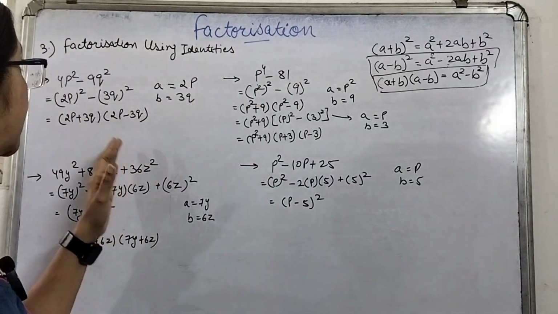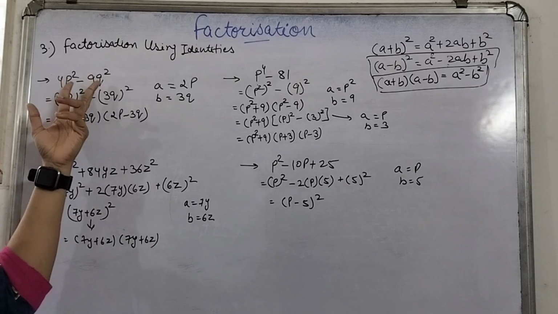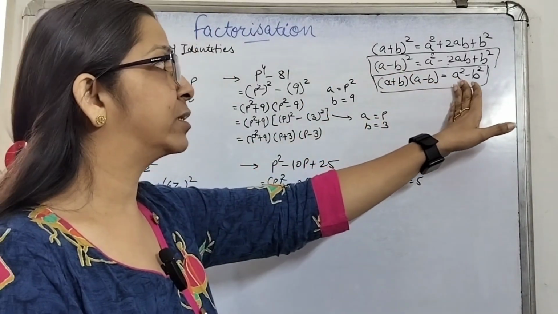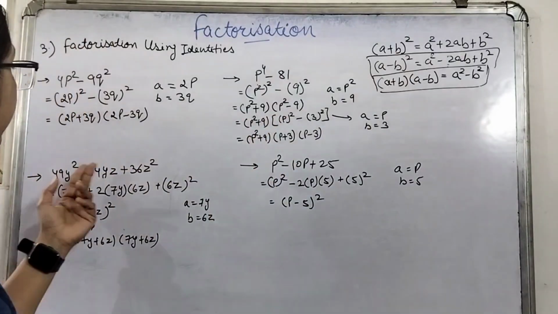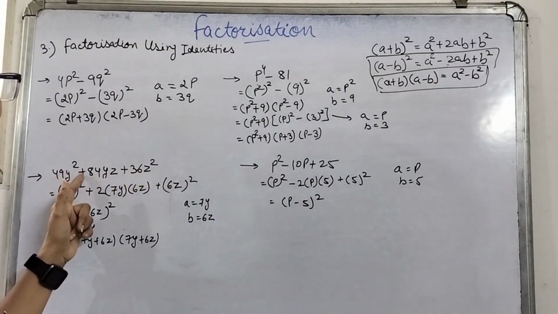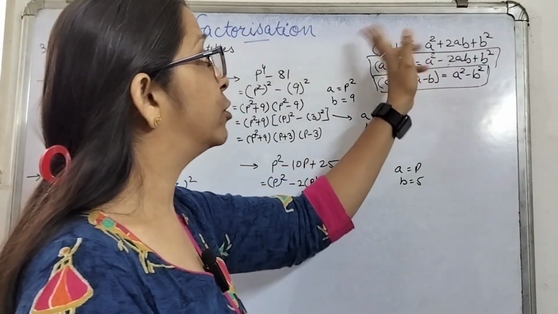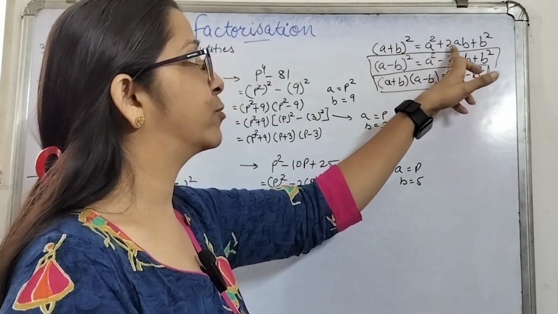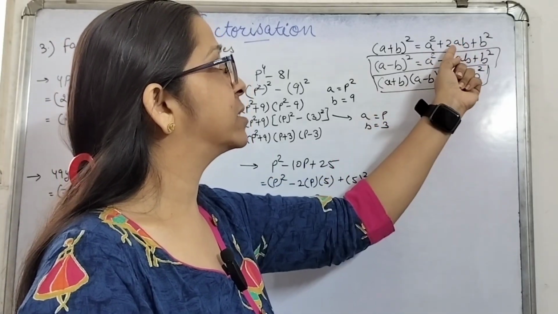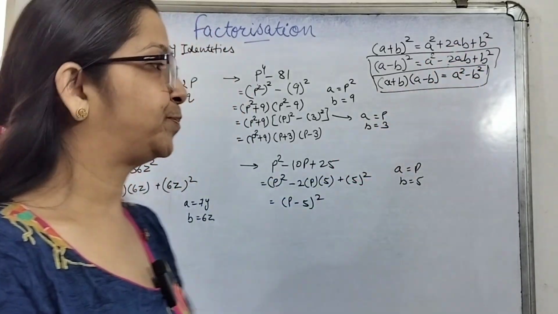If there are two terms and both are perfect squares and there is a negative sign in between, then you will use this identity. If we have three terms in which the first and last terms are perfect squares and a positive sign is in between, then it could be in the form a plus b whole square is equal to a square plus 2ab plus b square. We have to check whether the middle term is in the form of 2ab or not.